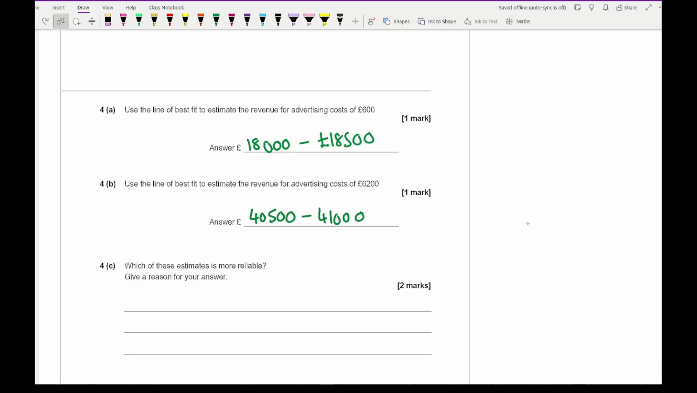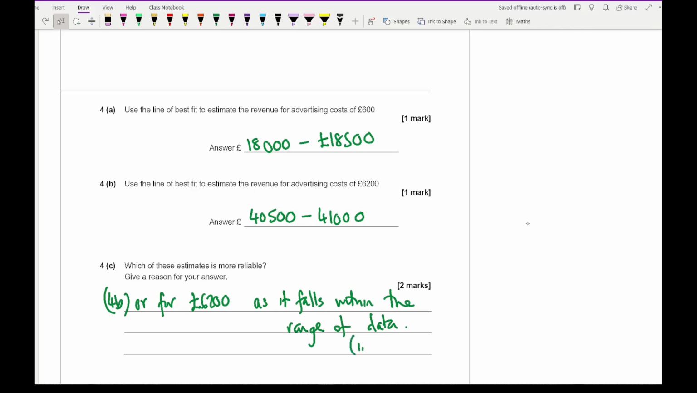And then question 4c says which of these estimates is more reliable? Well, it's going to be your answer 4b, or for 6,200, as it falls within the range of data. Now, depending on how well you've been taught, this is basically what we call interpolation.